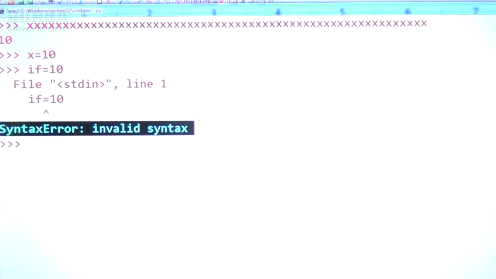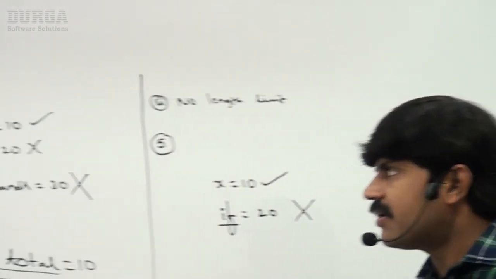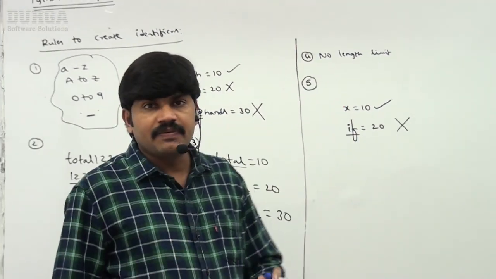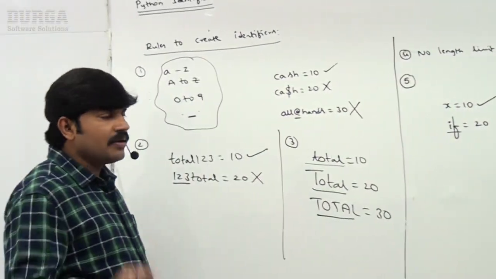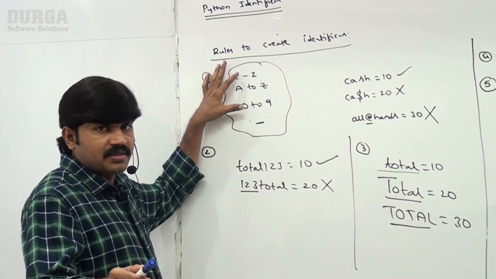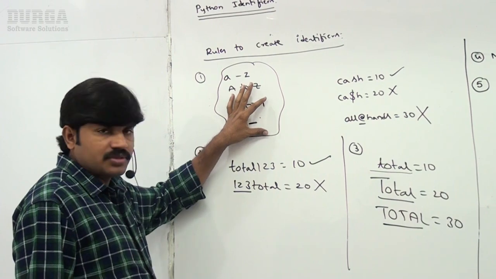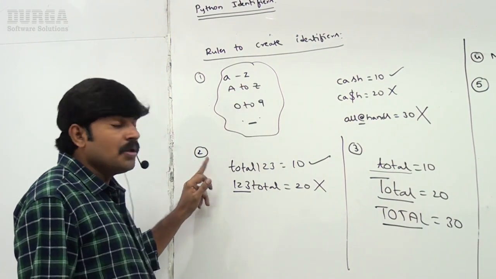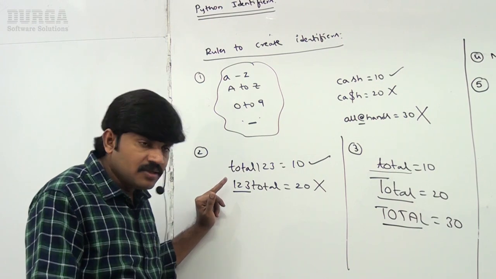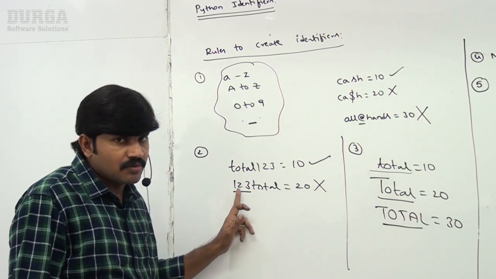Okay, syntax error, invalid syntax, right? So these are various important conclusions you have to follow while defining identifiers. In total, how many rules are there? Five rules. What is rule number 1? The only allowed characters in Python identifiers are alphabet symbols, digits, and the underscore symbol. Next, the second rule: Python identifiers can't start with a digit. By mistake, if you try to start with a digit, you will immediately get an error.